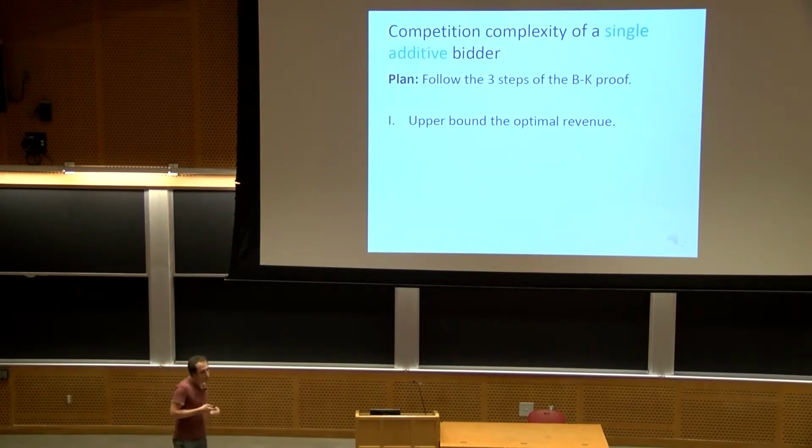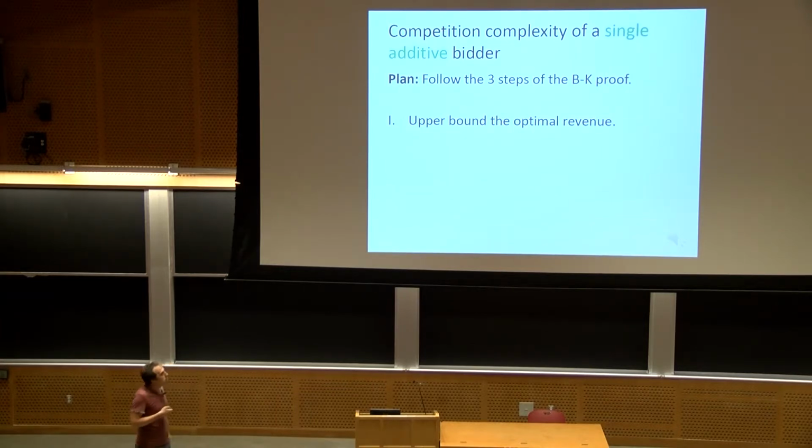Okay. So let me just give you some taste of the techniques. Just a simple case where we have a single additive bidder. We want to ask the question: how many bidders do we need to add so that running VCG will give us more than the optimal revenue?